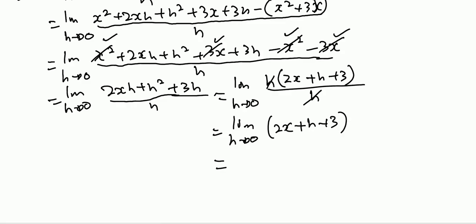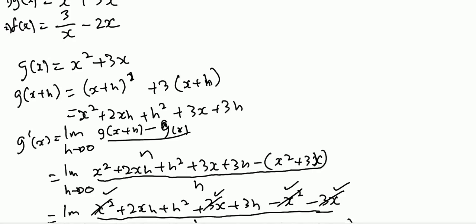Then now we can substitute 0 where we see h. Then it is 2x plus 0 plus 3, which is 2x plus 3. Then you are done.